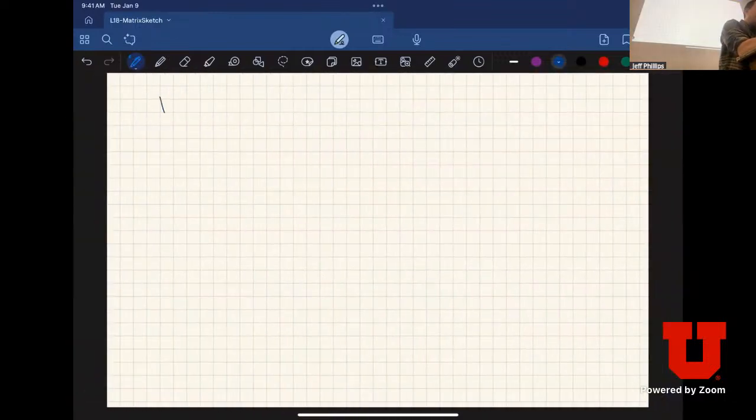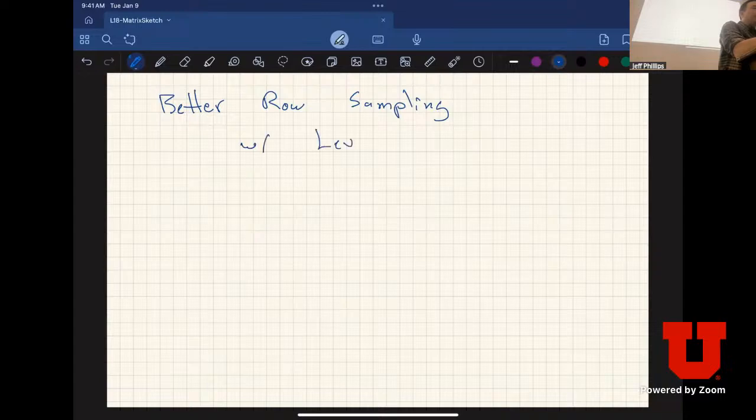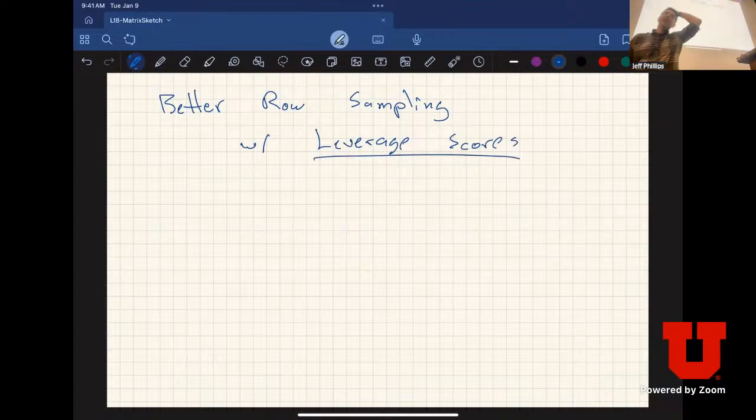Better row sampling with the leverage scores. I think it's worth talking about leverage scores anyway, because they're an interesting concept. Let me just tell you what they are mechanically, and then I'll talk a little bit about why they're interesting.